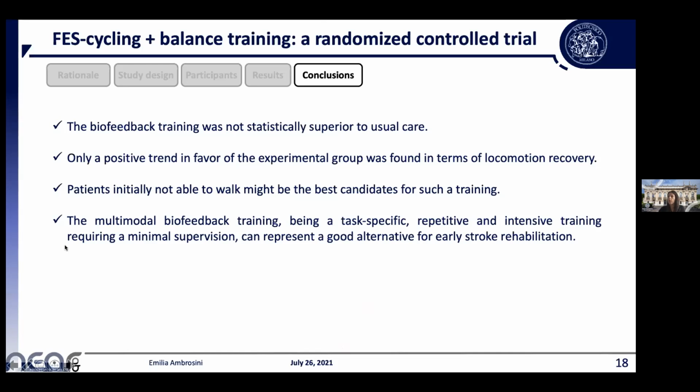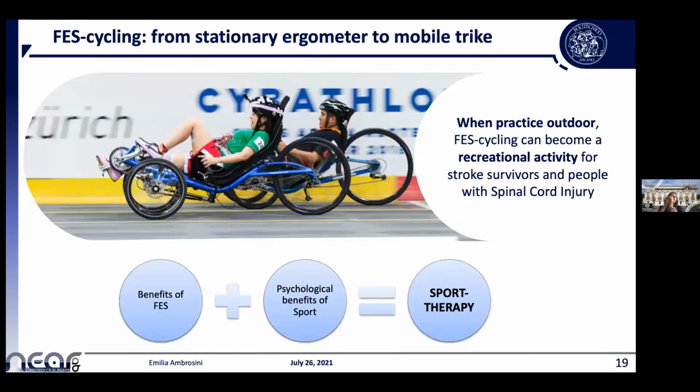I don't know if there are other questions on this topic, otherwise I go ahead. Starting from our experience on FES cycling, we moved from the stationary ergometer to a mobile trike. Indeed, when practiced outdoors, FES can become a recreational activity for stroke survivors and mainly for people with spinal cord injury. This could combine the benefits of FES with the physiological benefits of sport in what we call sport therapy.